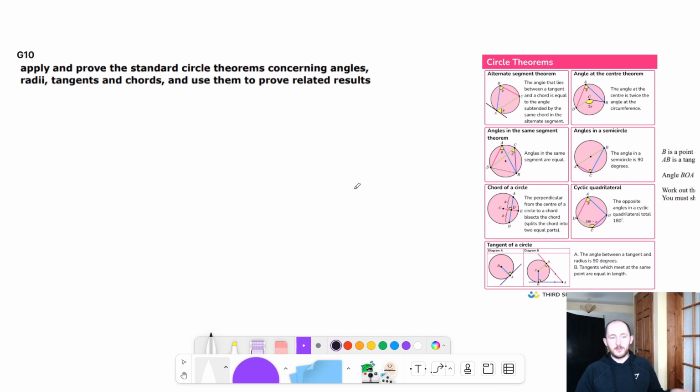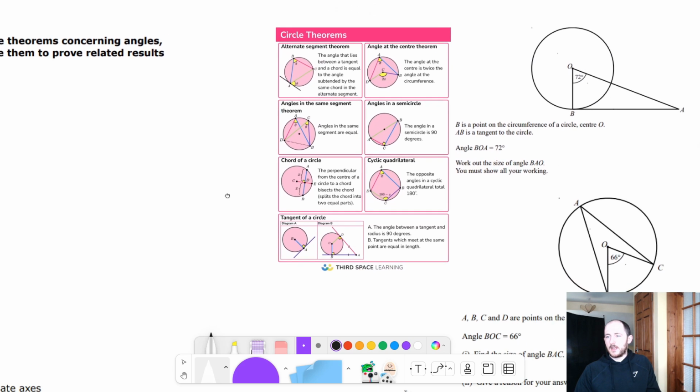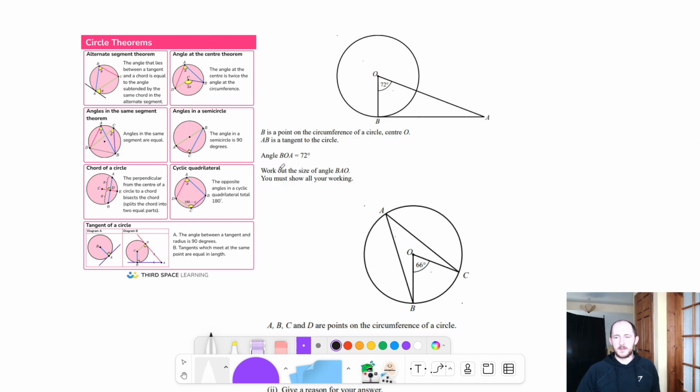If you are in higher, you get the privilege of doing circle theorems, which is really fun. So here's all the circle theorems you need to be able to do, and I've shown a few example questions here. So for example, in the first one, a tangent meets the radius at 90 degrees. So all you're doing is working out what that last angle is. So 180 minus 90 minus 72, which is 90 minus 72, which is 18 degrees.